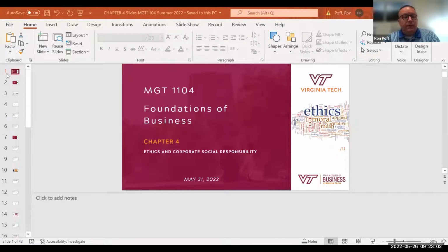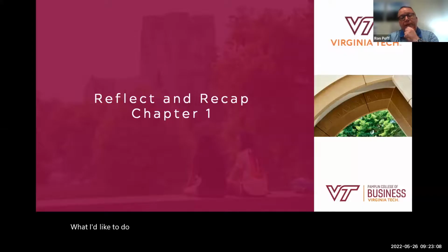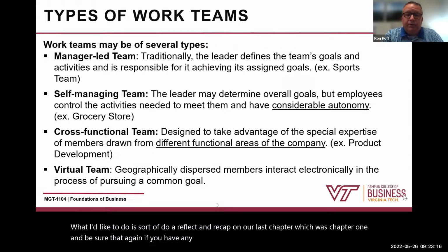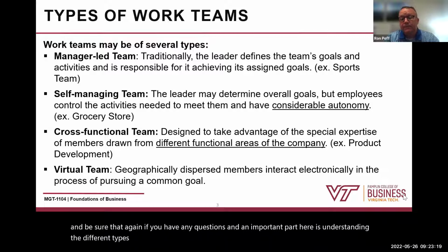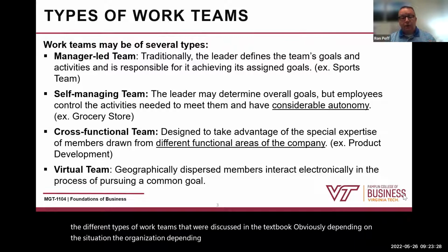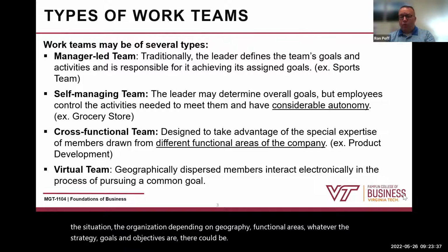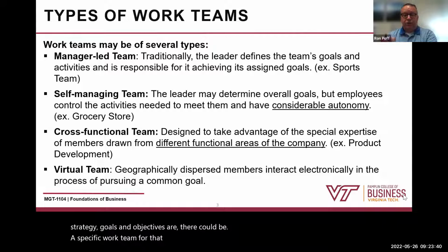So let me go ahead and get the slides pulled up here, and we can start our class discussion. What I'd like to do is reflect and recap on our last chapter, which was chapter 1, and be sure that, again, if you have any questions. An important part here is understanding the different types of work teams that were discussed in the textbook. Obviously, depending on the situation, the organization, geography, functional areas, whatever the strategy, goals, and objectives are, there could be a specific work team for that particular organization's situation.